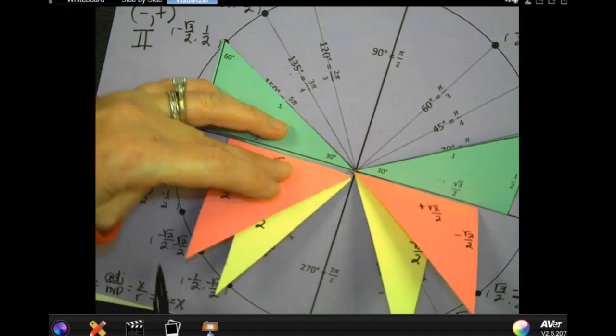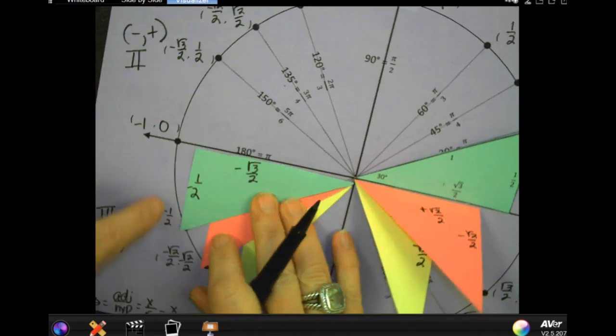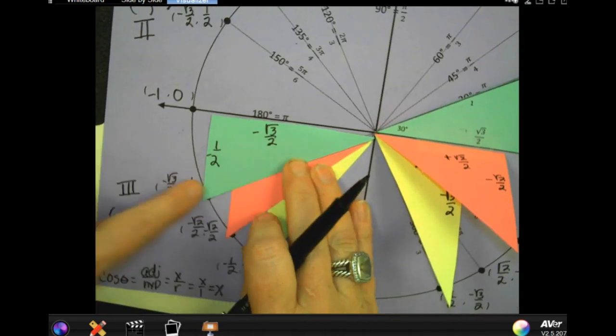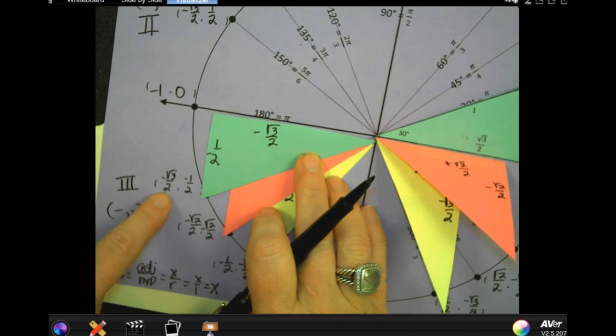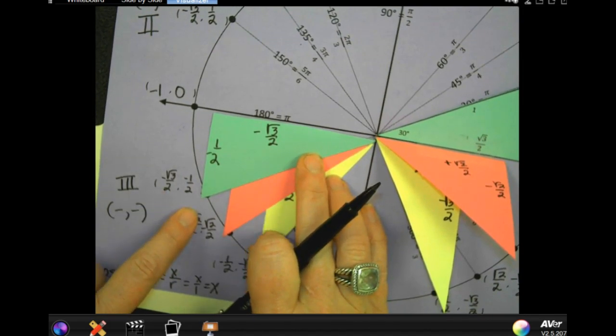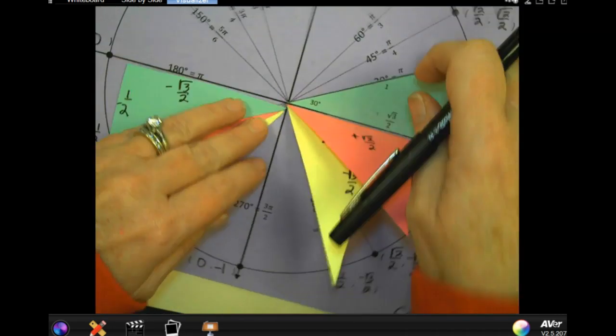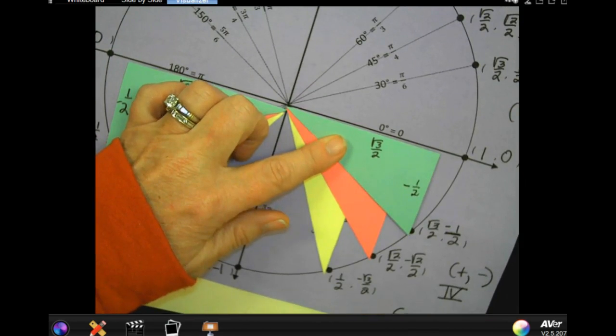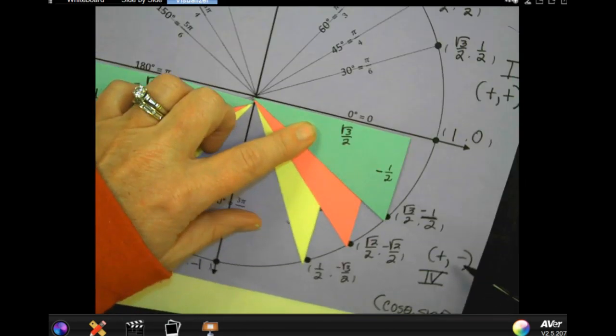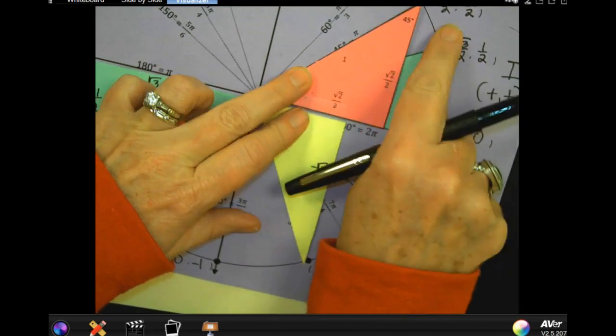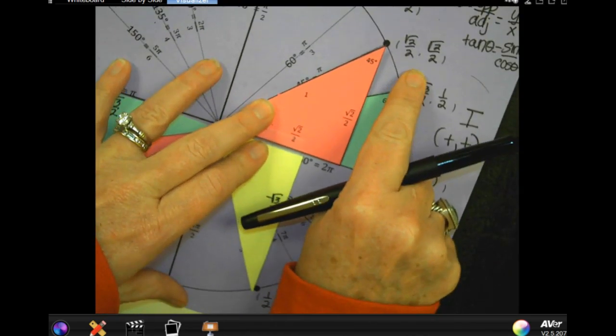So what do you think? Down here, this is the reference angle right here. This one is still the square root of 3 over 2 and a half, but in the third quadrant, they're both negative. And in the fourth quadrant, it's still the square root of 3 over 2 and a half, except this time the y is negative. Does that make sense?